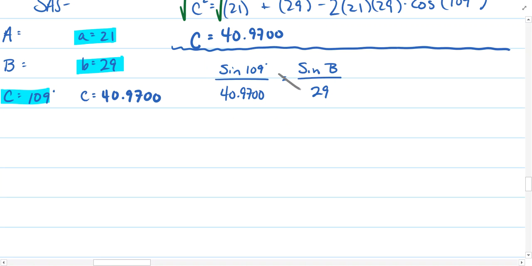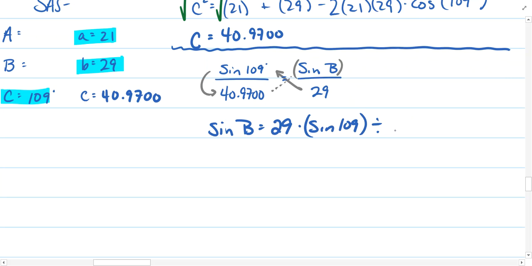I am going to use the cross multiplication process. So in this case, I'll multiply 29 times sine of 109 divided by 40.97. But the problem with that is it's going to leave me with sine of B, not just B by itself. So let's make a note of that real quick. Sine of B, the target that we're shooting for at the very end here, is equal to 29 times sine of 109 divided by 40.9700. So that expression will give me a number that's equal to the sine of B.